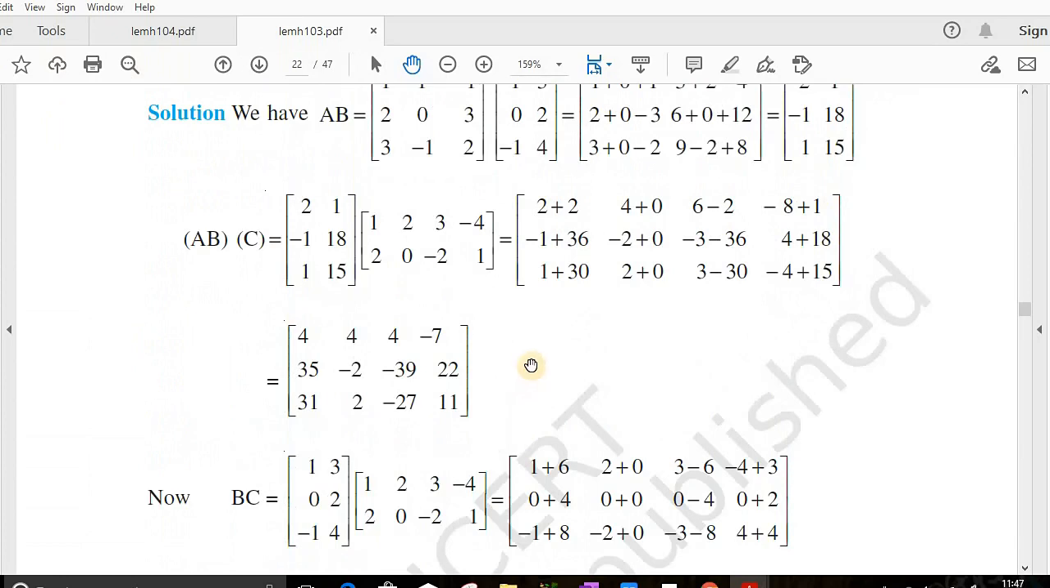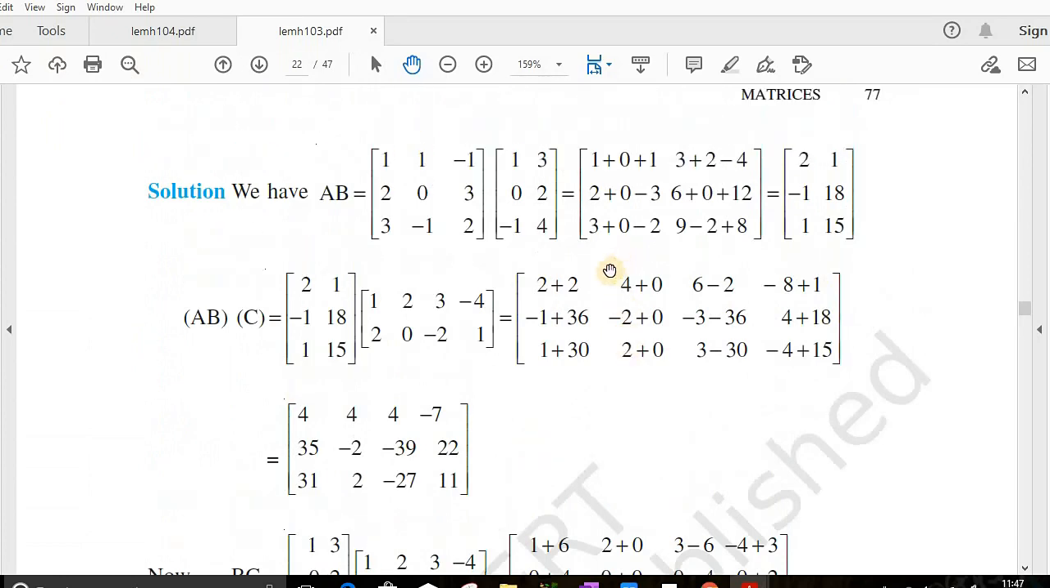Okay, let's see this. We are multiplying these two matrices. So what is the order of these matrices? The order here is 3 by 3, and here it is 3 by 2. So the number of columns of this matrix is equal to the number of rows of this matrix, so here we can do the multiplication. The first element is 1 into 1, which is 1, plus 1 into 0, which is 0, plus minus 1 into minus 1, which is 1.